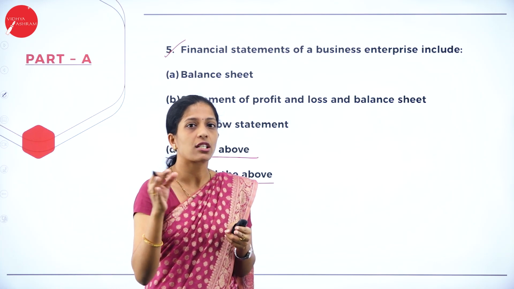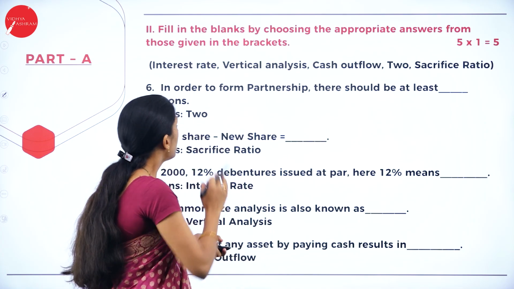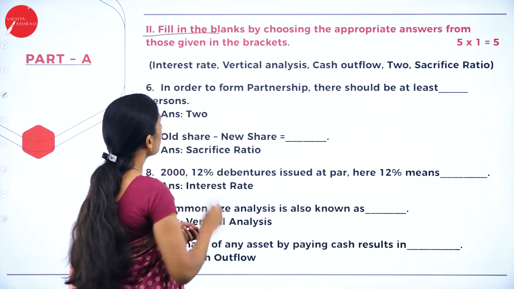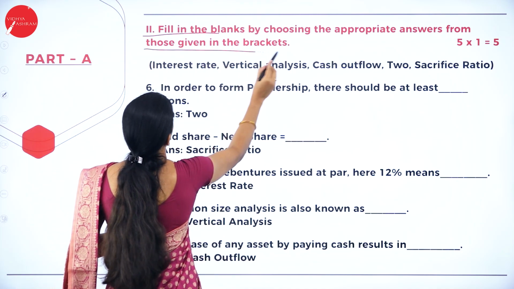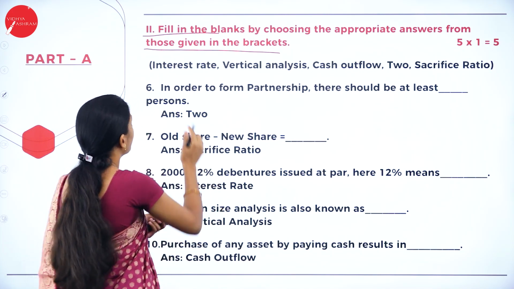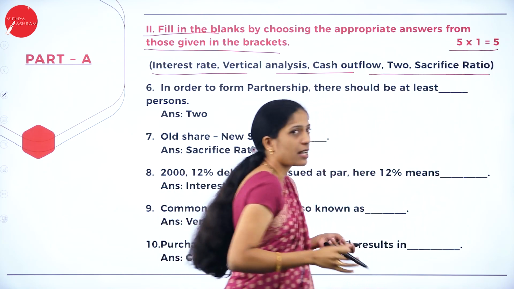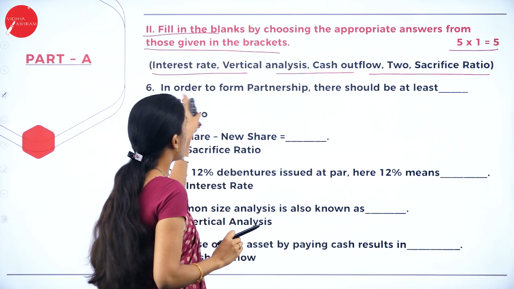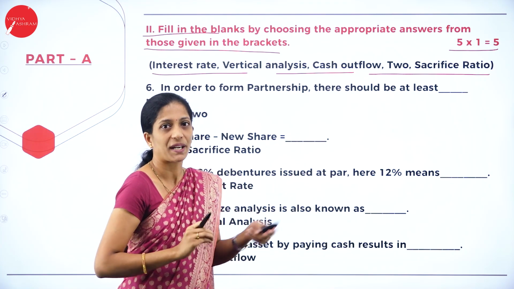So, out of 20 questions, 5 will be multiple choice questions and we are done with it. Now, we shall see the next, second main under part A itself. Fill in the blanks by choosing the appropriate answers from those given in the bracket. This is also very easy to attempt. They have given all the answers in the bracket. Okay. So, the weightage is they will ask you 5 fill in the blanks questions which carry 1 mark each. So, all the answers are given in the bracket. Just you have to choose the answer for your respective question.